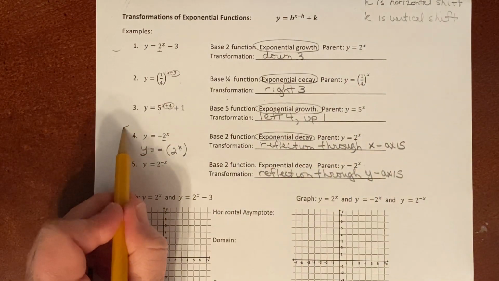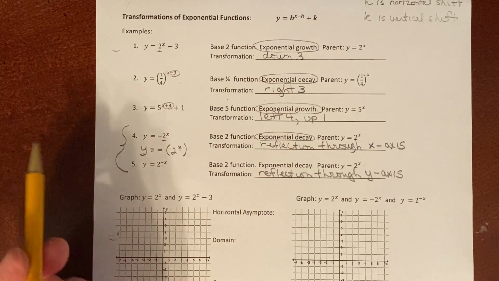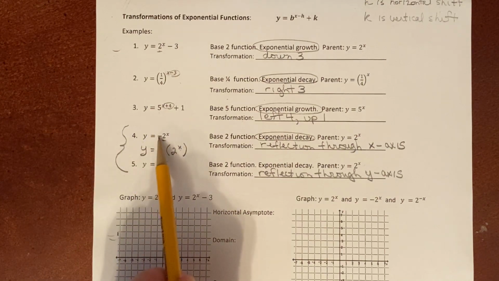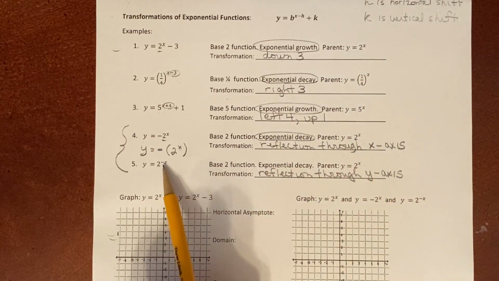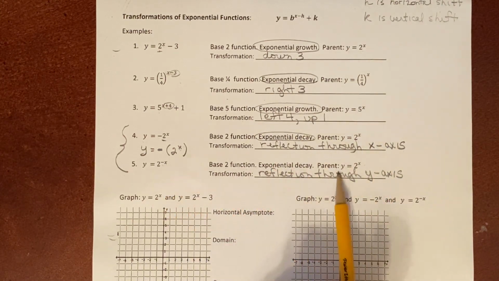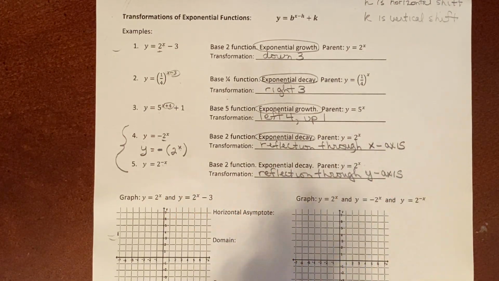So the takeaway from these two examples compared side by side is that if the negative is in front of the base, we have a reflection through the x-axis, but if the negative is with the x, then we have a reflection through the y-axis. Let's do a little bit of graphing.